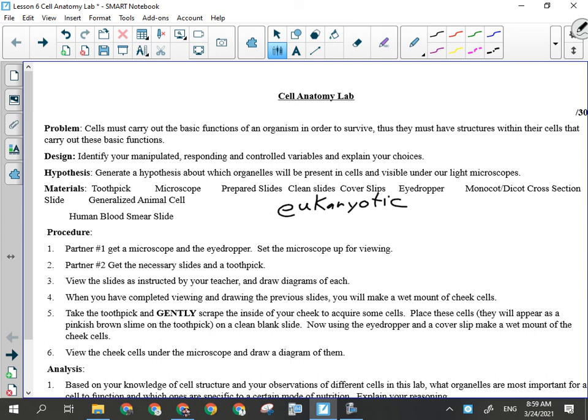Okay, you need to come up with 2 other control variables, things that need to be the same each time you look at a new cell under the microscope. Okay, we're going to be viewing both of these on the highest power possible. Okay, you'll see the most detail at that level.